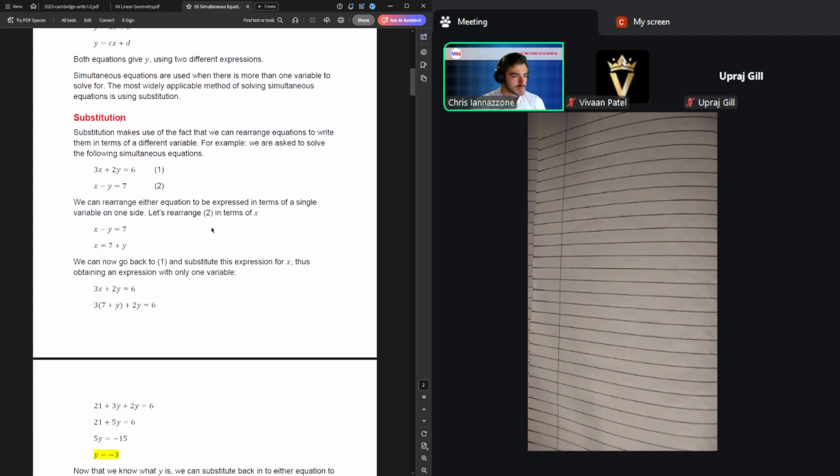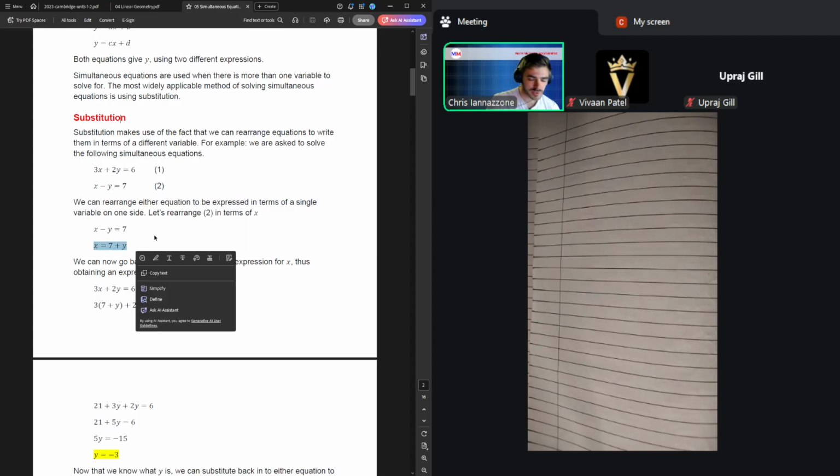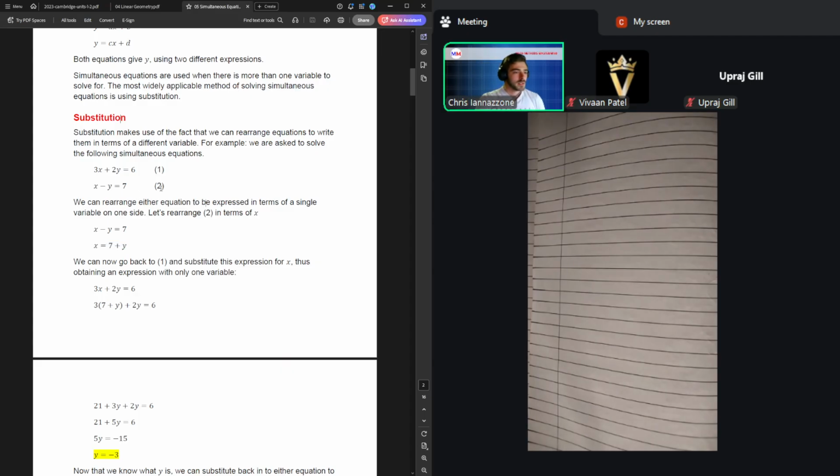Anyway, so what's substitution? Well, basically, we have an x and a y in both of these equations. One of the things we can do is rearrange at least one of them to have one variable on its own. Doesn't matter which one you pick. In this case, I've taken equation 2 and rearranged it to have x on its own. Because these equations have a match, the x and y from one of them is the same as the x and the y from the other.